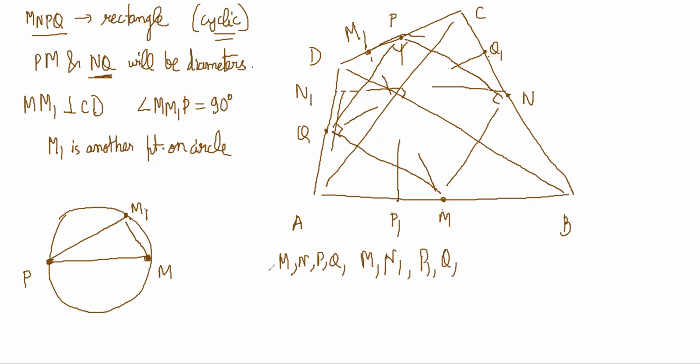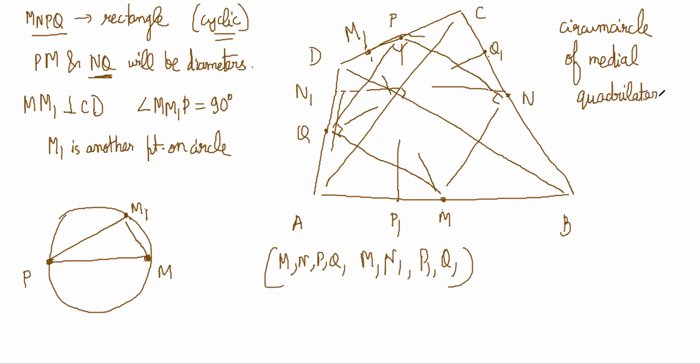These are 8 points on one circle. This is an 8-point circle, which is what actually? It is the circumcircle of the medial quadrilateral, right? Yes. So basically, you had an ABCD quadrilateral. You took all the midpoints and you drew the circumcircle, the circle passing through each of the midpoints, right?